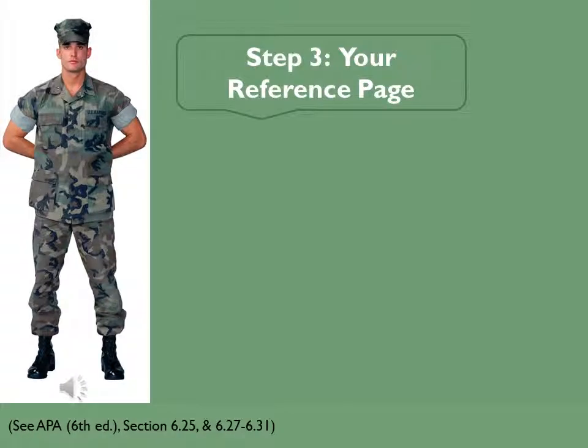And so the third and final step of your APA paper is your reference page. This is particularly important because you need to document and show where you found the sources and citations to support the body of your paper. For more information on specific citations that might not be a part of the tutorial, you can go to your APA Manual 6th edition for sections 6.25 and 6.27 through 6.31, where you will find a comprehensive list of all of the formats that you might come across and the proper way to document it as part of your reference page.